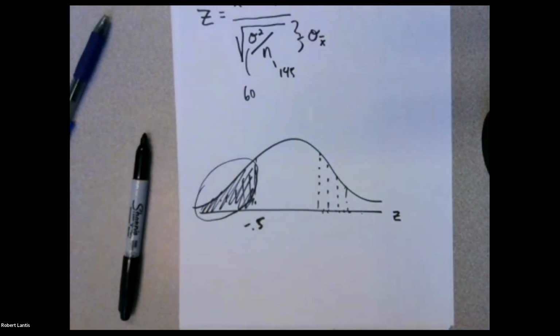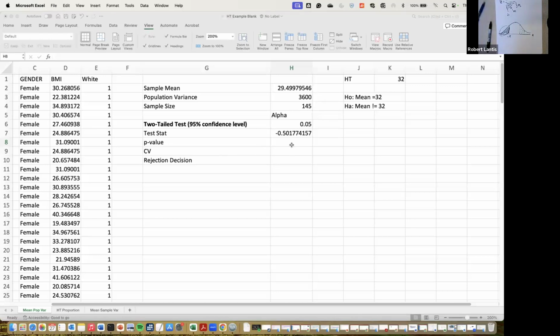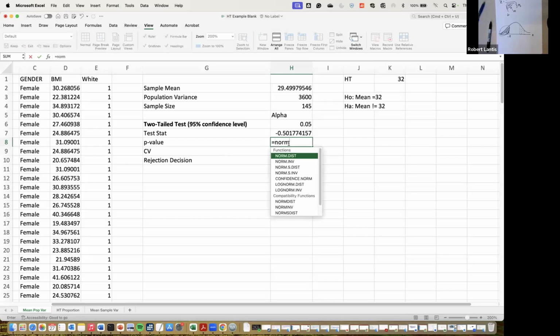Okay? So go back here. There's a couple ways we can do this. The first is, I know that I've got a known population variance, so I can use the standard normal distribution. So norm.s.dist. I have my Z value, my test statistic, I want to find the area to the left of, comma 1. I want the area to the left, so I want it to be cumulative. This gives me the area to the left.